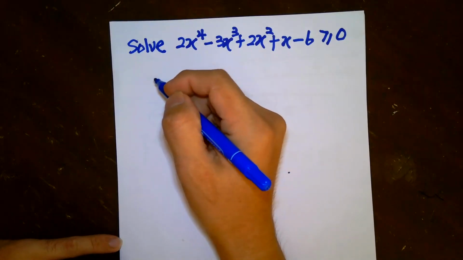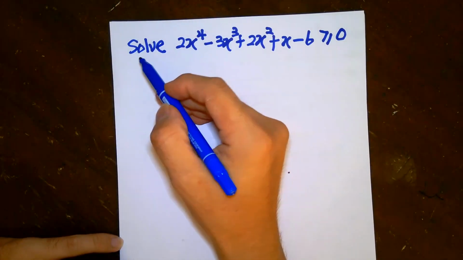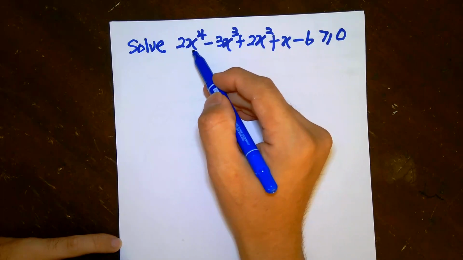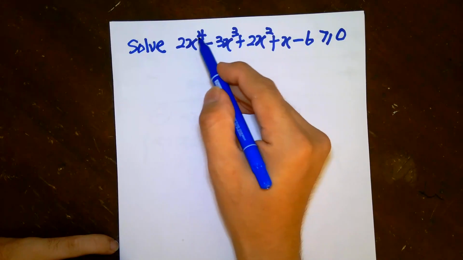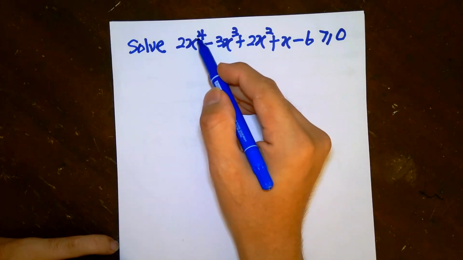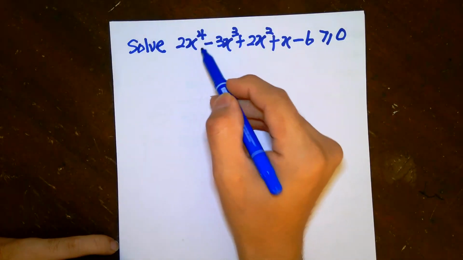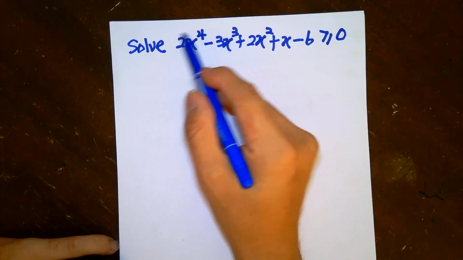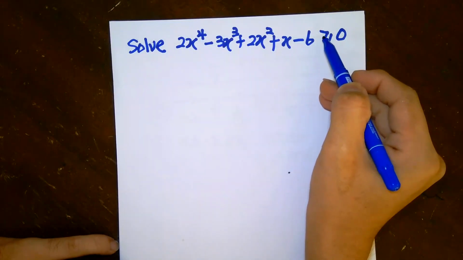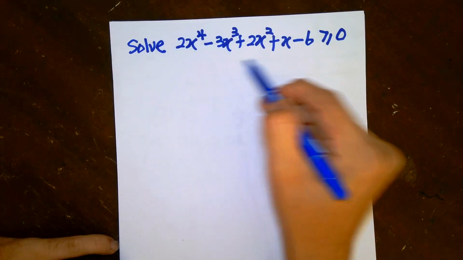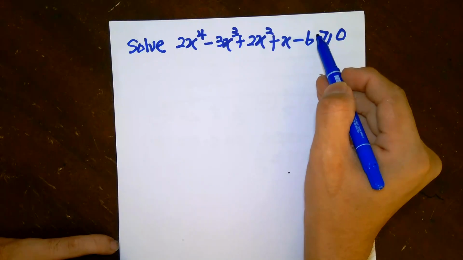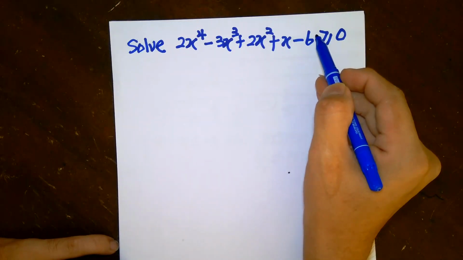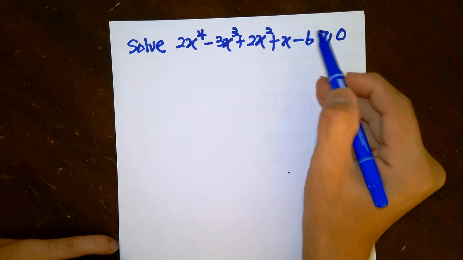Hello, Mr. Tan here. I'm going to teach you how to solve this inequality involving a polynomial of power 4, a quartic polynomial: 2x to the power 4 minus 3x cubed. You have to watch my video on how to factorize a polynomial. I will share the YouTube link in the description below.